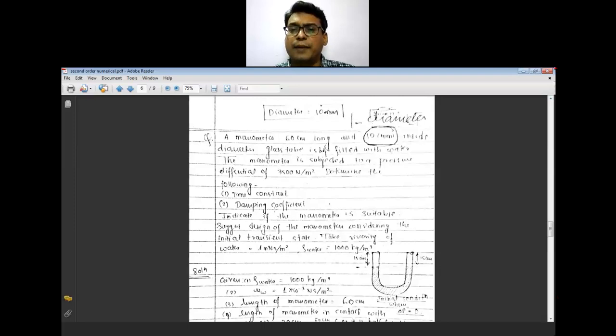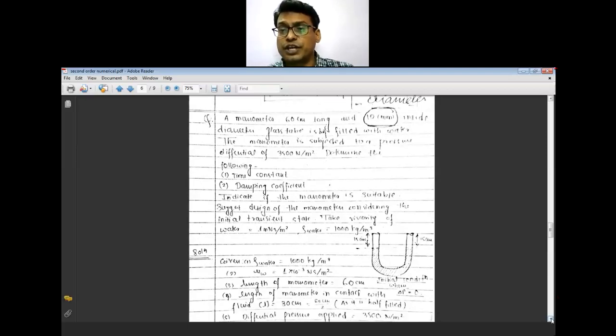Determine the time constant and damping coefficient, and also verify whether the given manometer is suitable or not. You have to verify what happens to that manometer. If the applied pressure is more, then all the manometric fluid is going to leave from the U bend by the other end. That should also not happen. So we have to consider all these different variables. So the first numerical is associated with this.